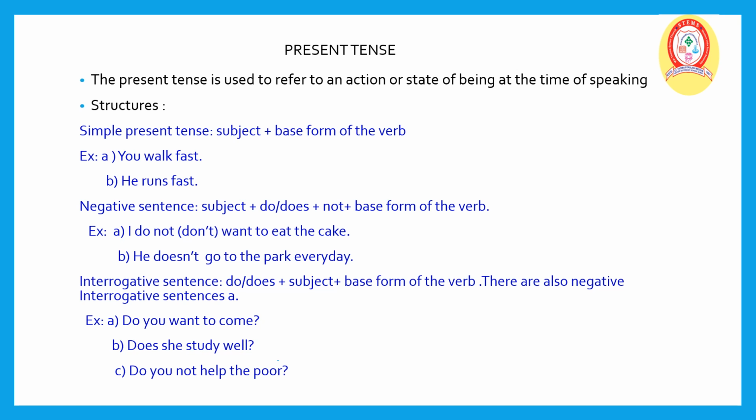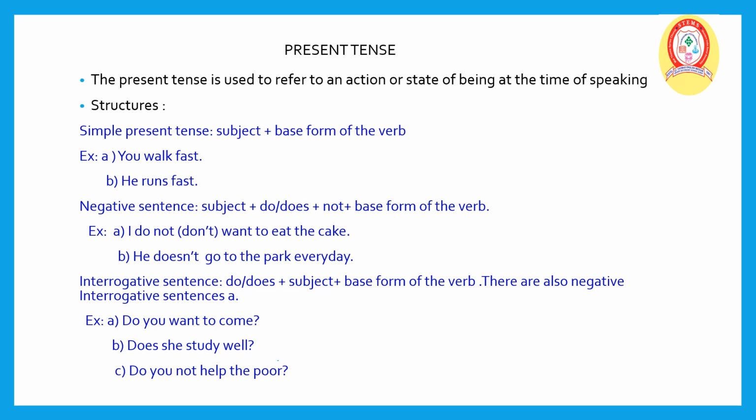So here, first example, do you want to come? Do is the interrogative word, you is a subject, want to come is a base form of the verb. Does she study well? Does is the interrogative word, she is a subject, study is the base form of the verb. Do you not help the poor? Do is the interrogative word, you is a subject, not is the negative word used, and help is the base form of the verb help.